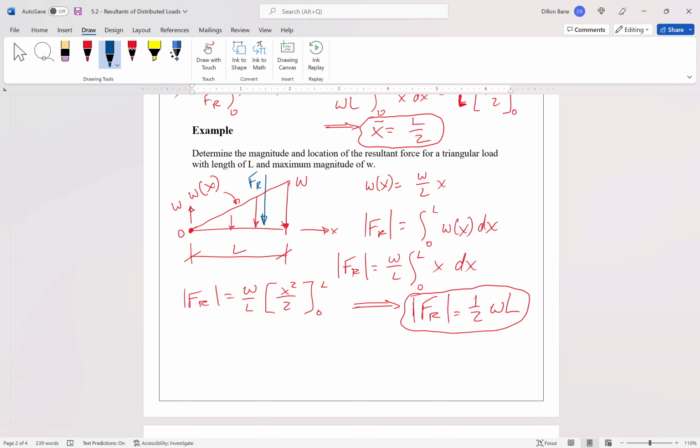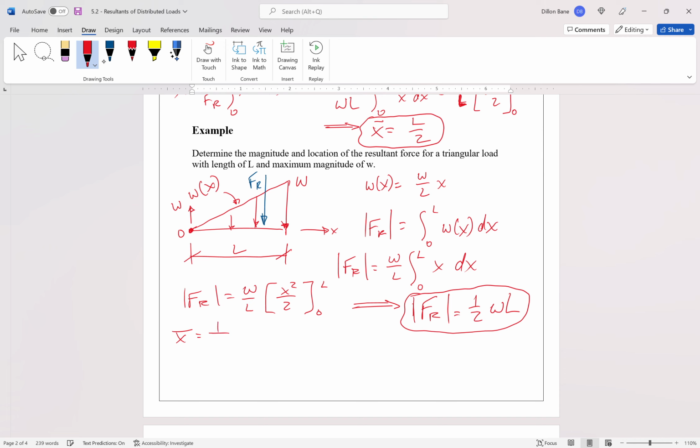The centroid, or that central location of a triangle, is not just going to be L over 2. It's going to be shoved off to the right side like we've drawn it, because you've got more load on the right side than you do on the left. We've got to find what I want to call a balancing point such that F_R will have the same effect. So let's look at this from our mathematics standpoint of our integrations.